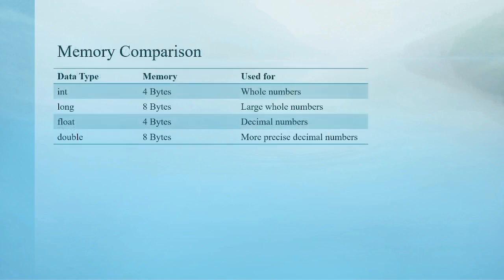Memory comparison. Int and float both use 4 bytes of memory to store values, but they don't store the same type of information. Int is used to store whole numbers, float is used to store decimal numbers. Similarly, long uses 8 bytes and stores large whole numbers, while double uses 8 bytes and stores decimal numbers with a higher precision.